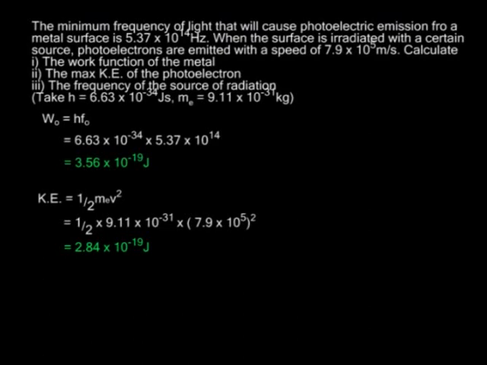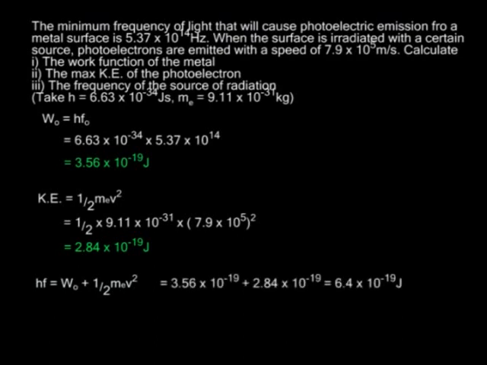3. hf is equal to hf0 plus a half mv squared. We already have hf0, which was equal to the work function, that is 3.56 times 10 to power negative 19, and we also have the kinetic energy, 2.84 times 10 to power negative 19. If we add those two, we get 6.4 times 10 to power negative 19. To get f, we divide by Planck's constant, and if we do that, we get 9.65 times 10 to power 14 Hertz.